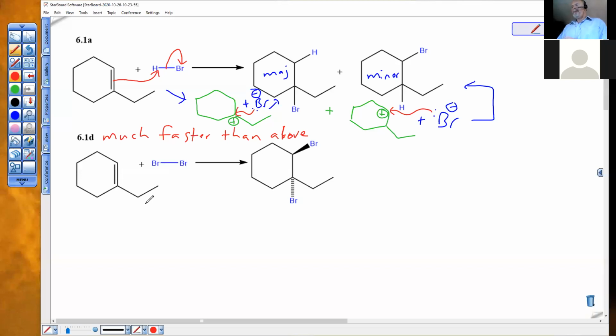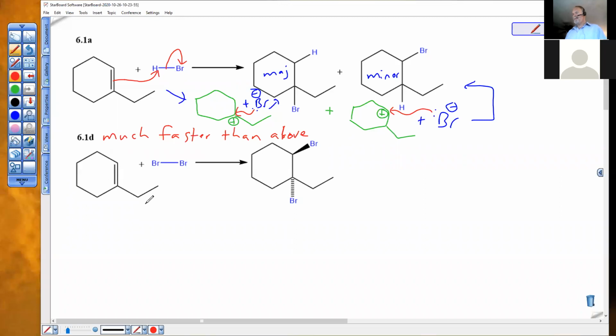So why would it be faster than the above one? Or why is the above one much slower than this one? And the reason is the intermediates we're going to generate do not have any octet violations. So that will help.